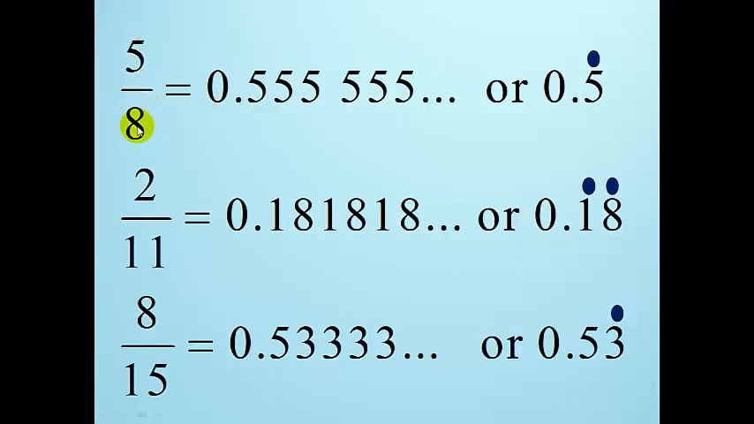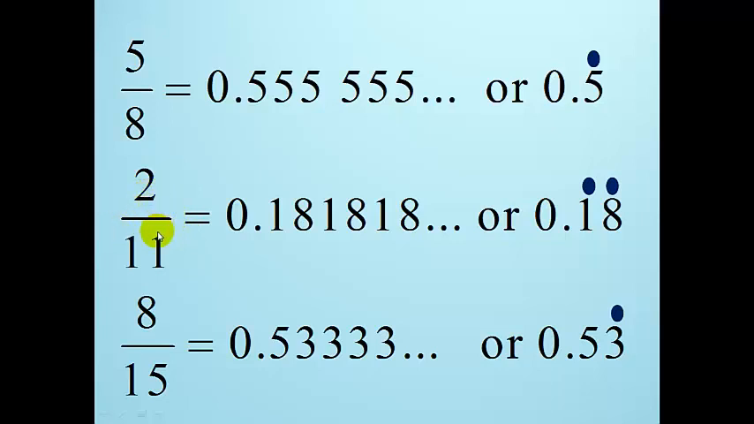5 divided by 8 is equal to 0.555555. So you can see that the 5 repeats itself so many times. So 5 divided by 8, which is equal to 0.555555, can be written as 0.5 with a dot on top of the 5. Why? This means that 5 repeats itself.